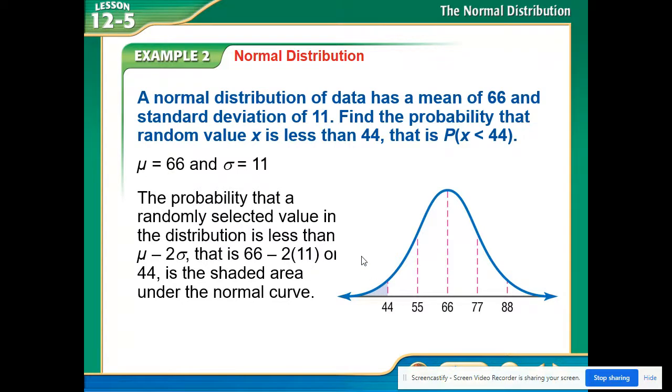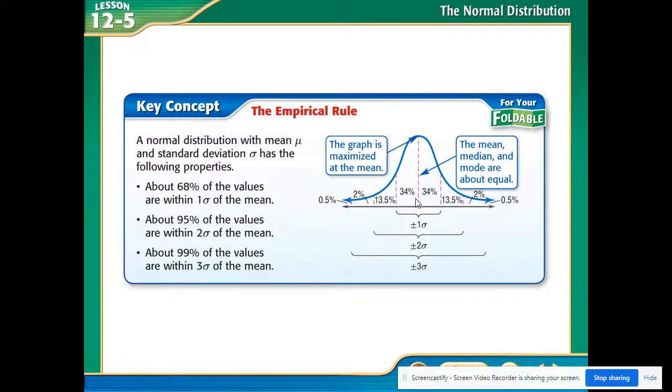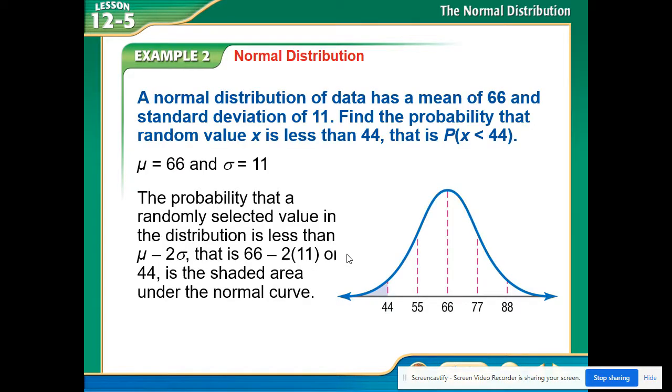So we can go back to our original graph here, and here's 2 standard deviations. So we have the 2% and the 0.5% that is still shaded in there. So we add those two together, and we get 2.5%, which is the percentage that would be less than 44.